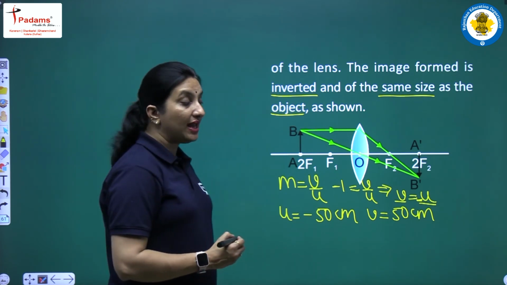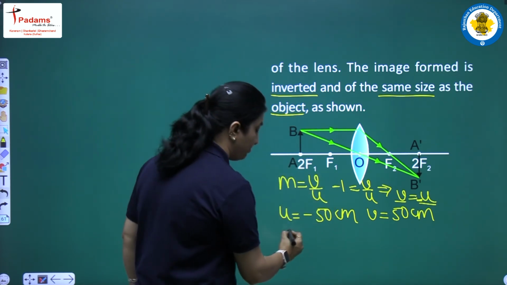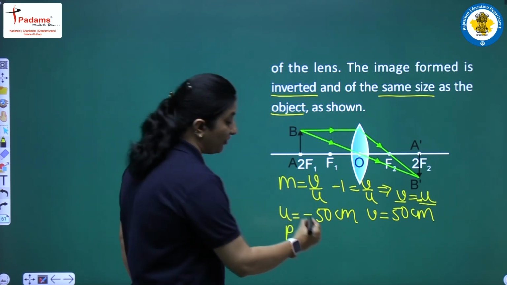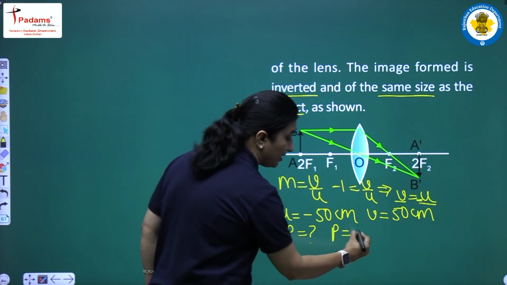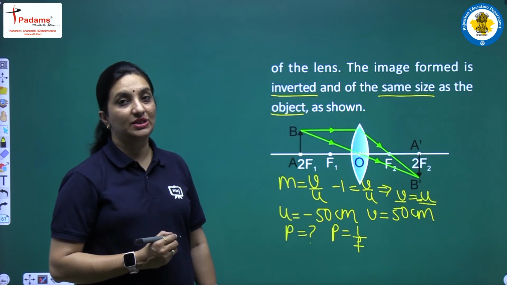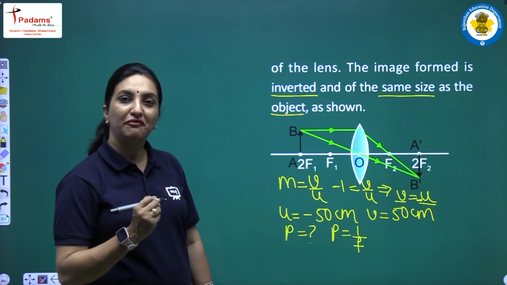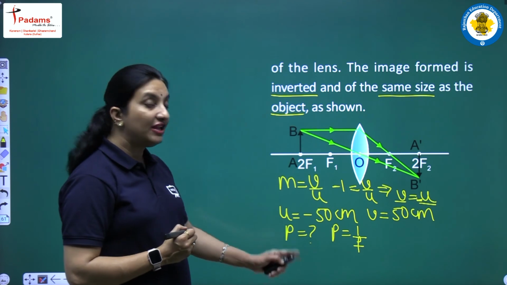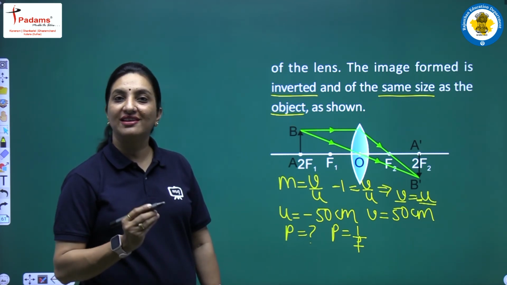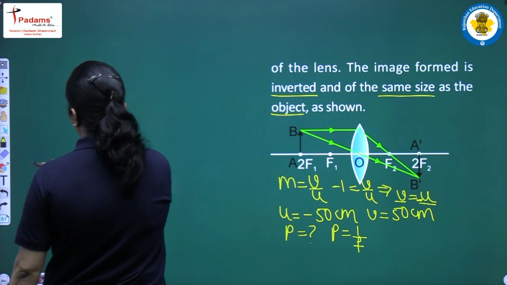And what we need to calculate? We need to calculate the power, that is P. And as we know that the power of the lens is 1 upon F, where F has to be in meters. So in order to calculate the power, we need to calculate the focal length. U and V are given and we need to calculate the focal length. So we will use the lens formula. So let's use the lens formula to calculate.